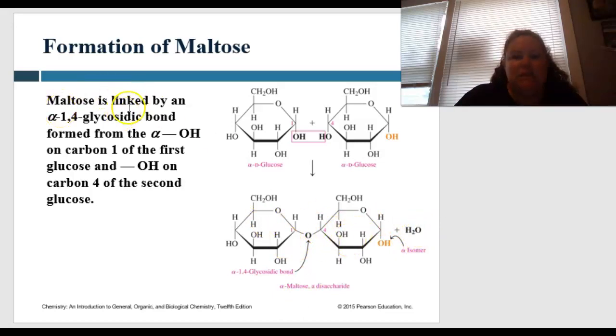So maltose is linked by an alpha 1,4 glycosidic bond that is formed from the alpha OH on carbon 1 of the first glucose and the OH on carbon 4 of the second glucose. Okay, that was a mouthful. But it should start making sense right now because we talked about basically the geography of these rings.